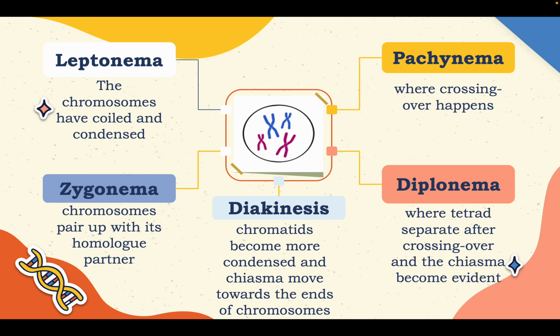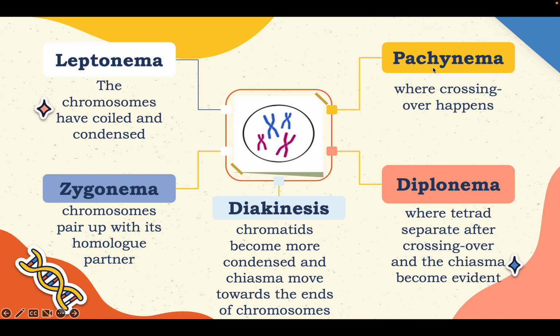So, in zygonema, homologous chromosomes start coming together as pairs. These pairs, one from each parent, are called homologous pairs. Each pair lines up with its partner, aligning gene by gene. This alignment is called synapsis. Next one is the pachinema. First is the zygonema, the second is the pachinema. Zygote and zygonema are the same.